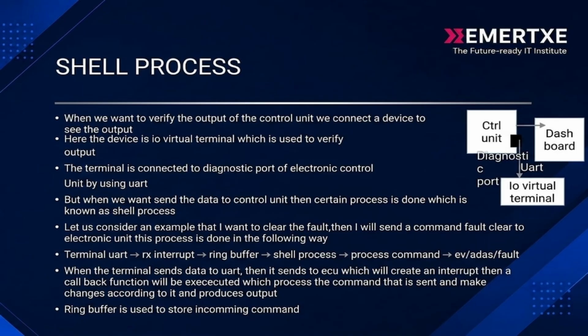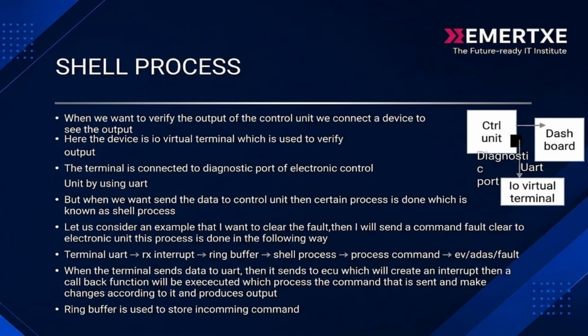The terminal is connected to the diagnostic port of the electronic control unit by using UART. But when we want to send data to the control unit, a certain process is done, which is known as shell process. Let us consider an example: I want to clear the fault. Then I will send a command fault clear to the electronic unit. This process is done in the following way: terminal, UART, receiver interrupt, ring buffer, shell process, process command, EV or ADAS fault.